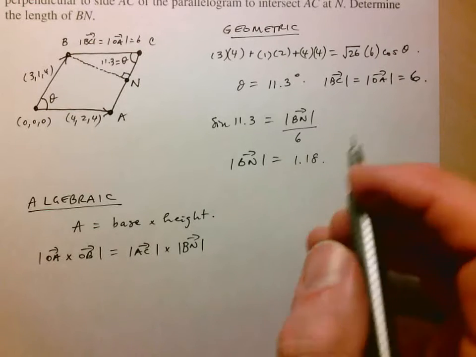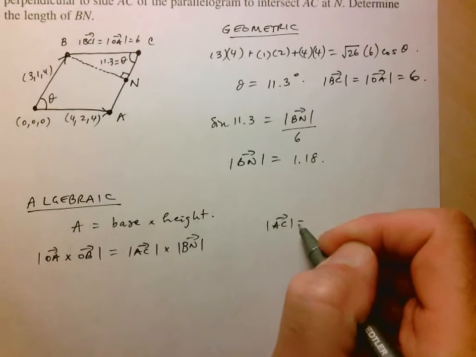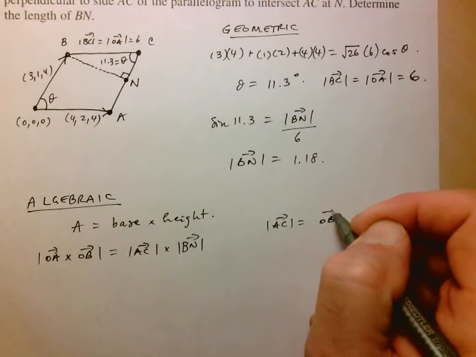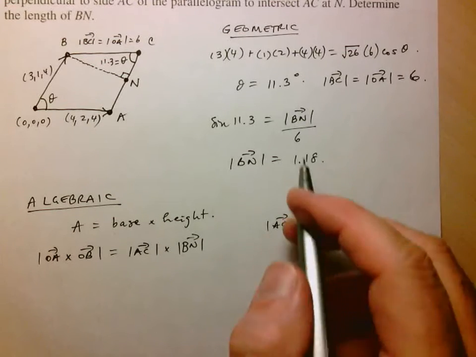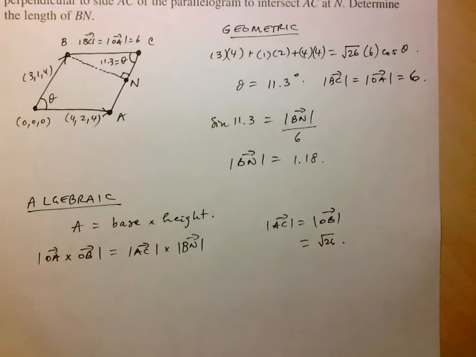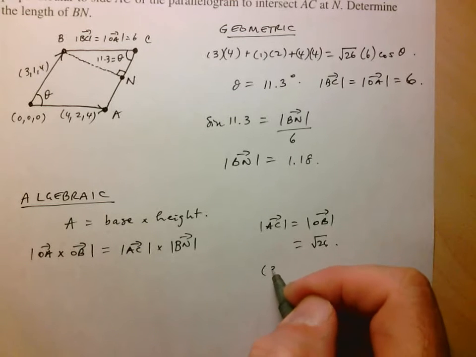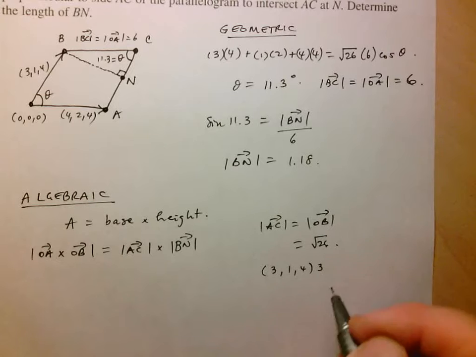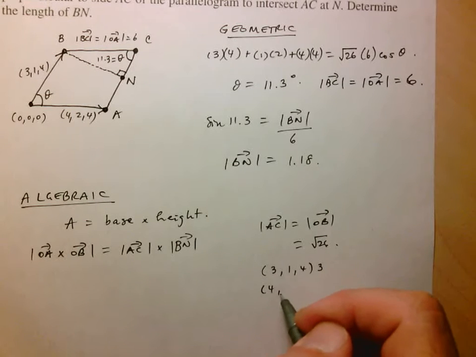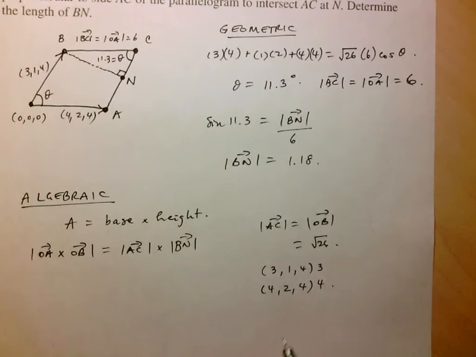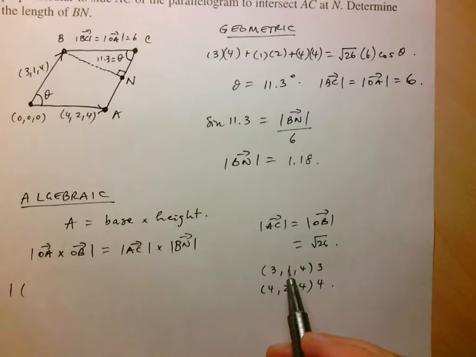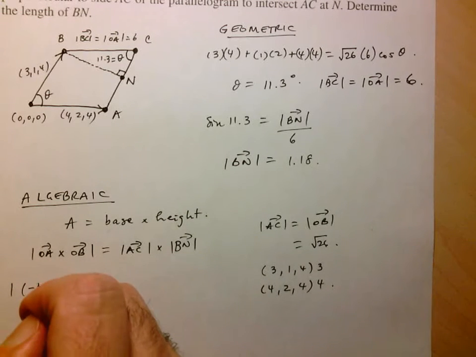Okay, so here, number one, we've got AC is exactly the same as OB. And the magnitude of OB, well, we already calculated, is root 26. Okay, and now we just have to calculate this cross product so that we can find the magnitude of it. Okay, so here we've got 3, 1, 4, and I'll carry an extra 3, and here we've got 4, 2, 4, carry an extra 4, and so now let's set up our cross product. So remember, to find the x component, we use the y and z. So here we have 4 minus 8 is negative 4.